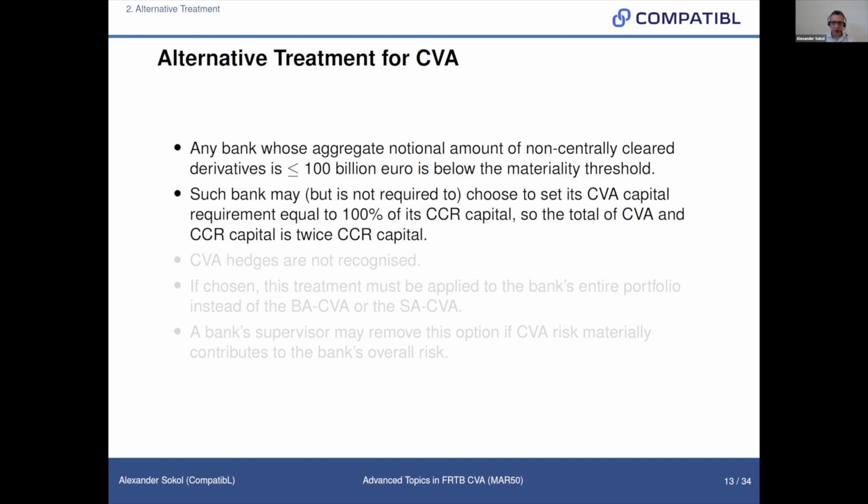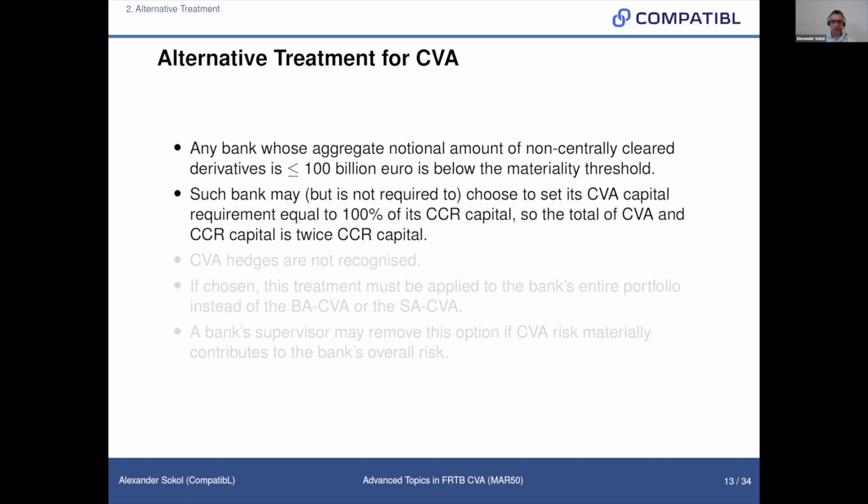Such a bank may, but is not required to, choose to set its CVA capital requirement to 100% of its counterparty credit risk capital, which I interpret to mean that essentially it just becomes twice, right? So in other words, it's not a replacement. It doubles the counterparty credit risk capital. So here we go, right? I was just arguing that these are different things, calculated in different ways, and now we're just assuming that one is equal to the other.